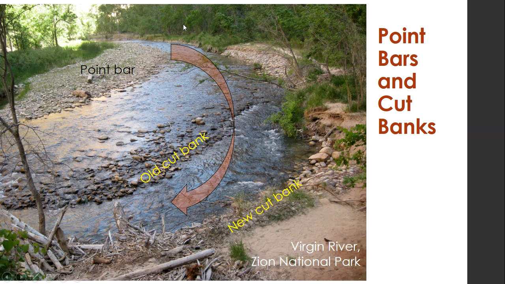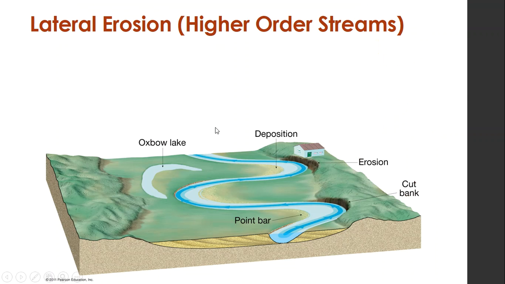So eventually this curve is going to cut farther into this. This point bar is going to get wider and wider and will eventually become vegetated like it is there. And so when we have these high order streams, we get something called lateral erosion. It is flowing back and forth, back and forth. It's depositing sediments here on this flat landscape, and it's eroding the cut bank here.